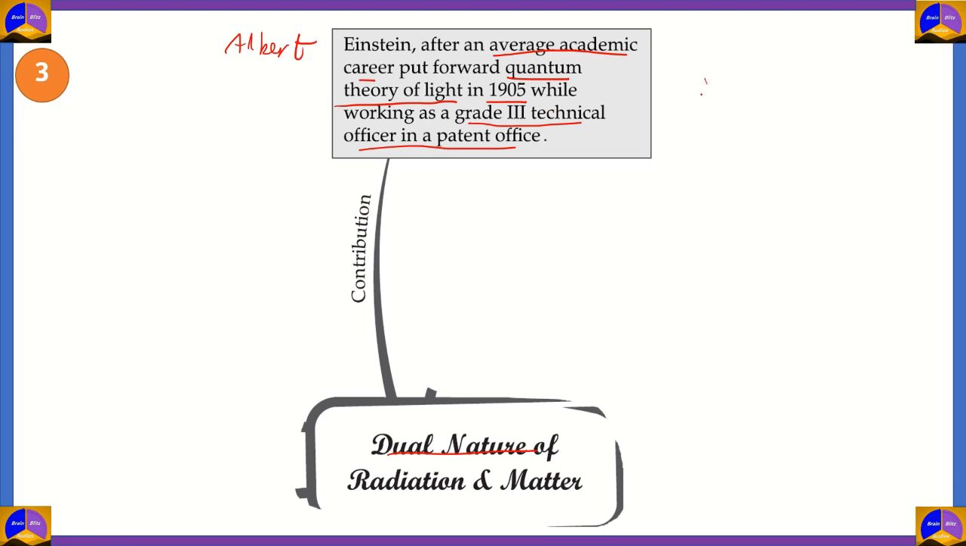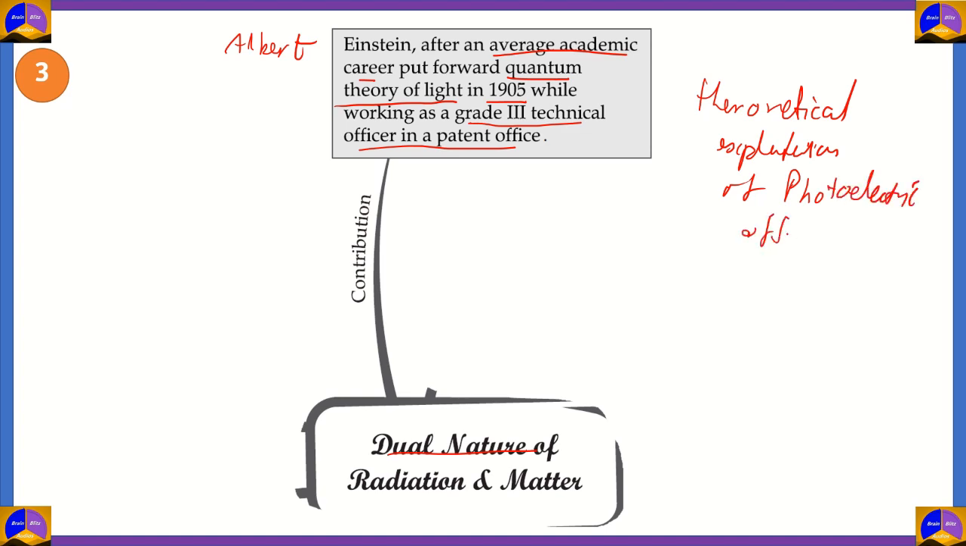Einstein also gave the theoretical explanation of the photoelectric effect, which we'll study later in this video. So we'll be looking at the photoelectric effect and Einstein's theoretical explanation. And for this, he was awarded the Nobel Prize in Physics in 1920. And this was based on the theories of special relativity, etc.